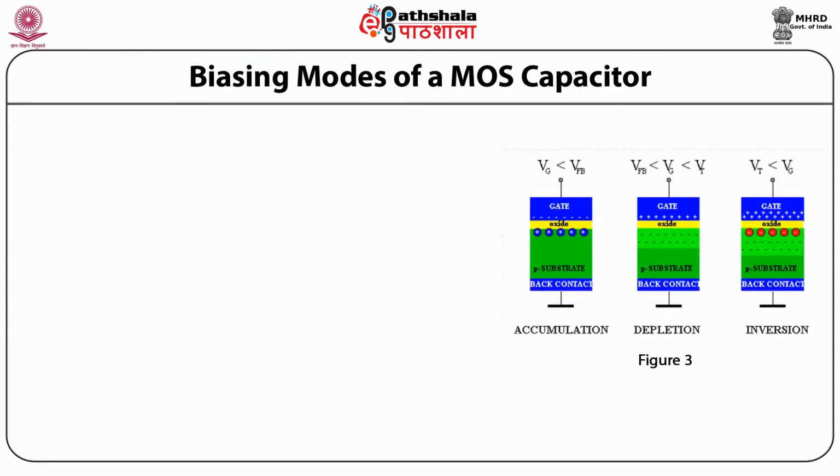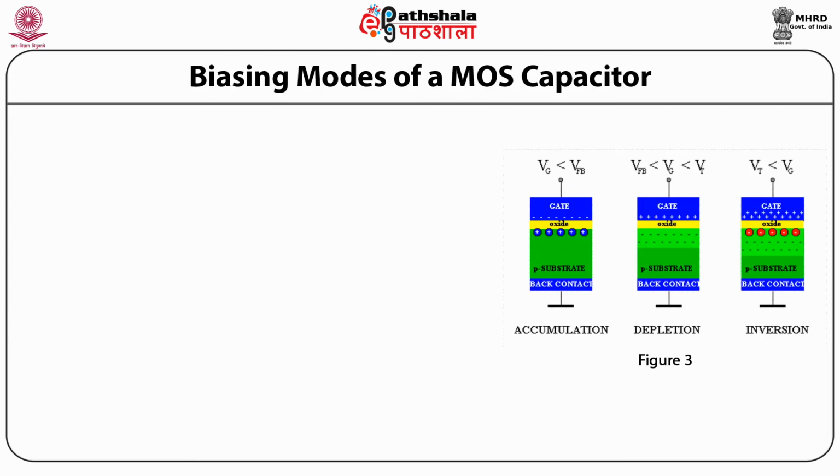To appreciate the various biasing modes of a MOS capacitor, let us consider three bias voltages: A. Less than flat band voltage VFB, B. Greater than flat band and smaller than threshold voltage VT, and C. Larger than VT, with the bias regions termed as accumulation, depletion and inversion operation mode respectively. All these modes and the charge distributions are provided in figure 3.